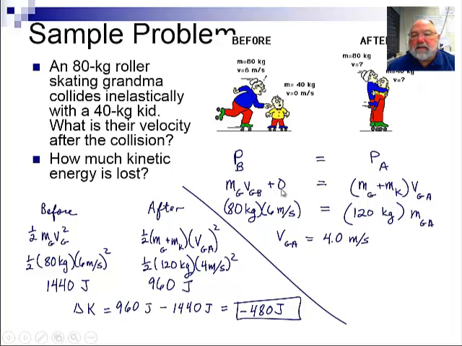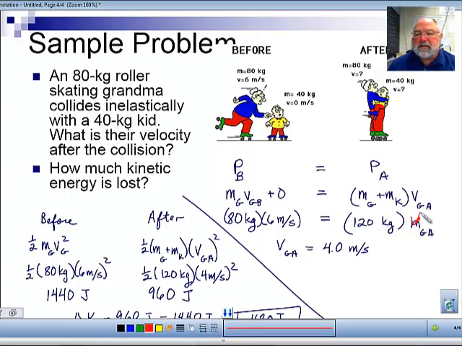After, it's the mass of granny and the mass of the kid, because they're stuck together, times the velocity of granny and the kid after. And we have momentum before equals momentum after. We have to divide our 80 times 6 by 120, and that gives us 4 meters per second. That should actually be velocity of Granny after, 4 meters per second. In fact, Granny and the kid are moving off together at 4 meters per second.